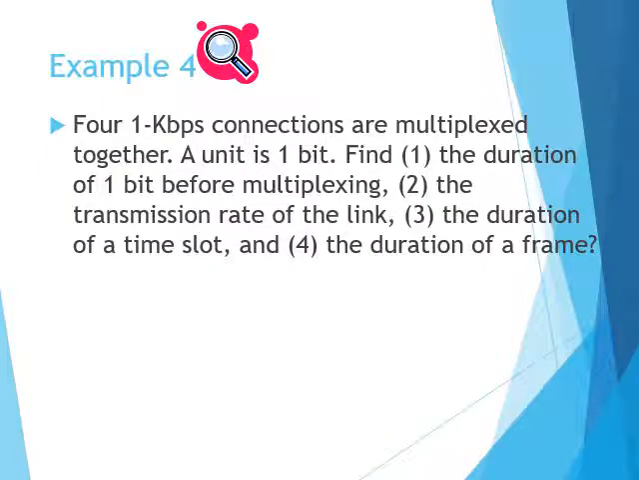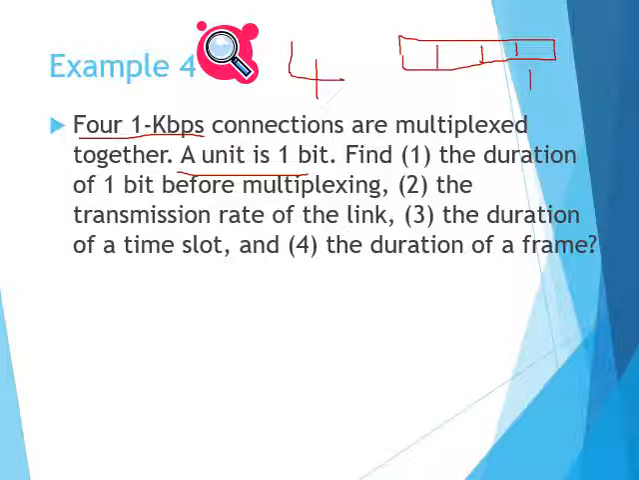Now let's look at this example. We have a 1 kilobit per second connection. We have 4 sources, or 4 signals, to be multiplexed. A unit is a bit. It means that each frame will contain 1 bit.